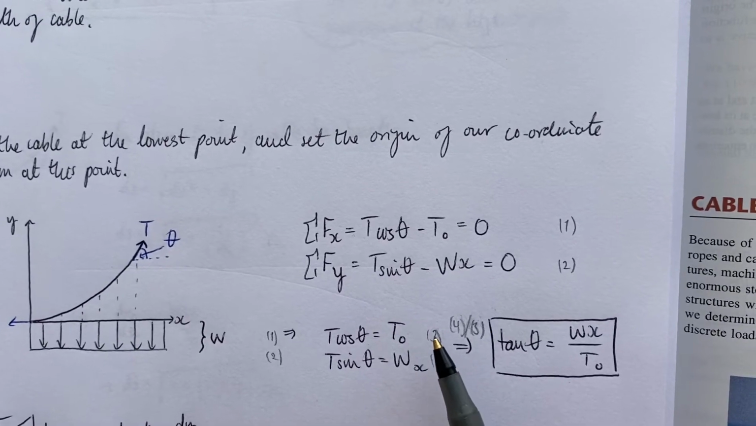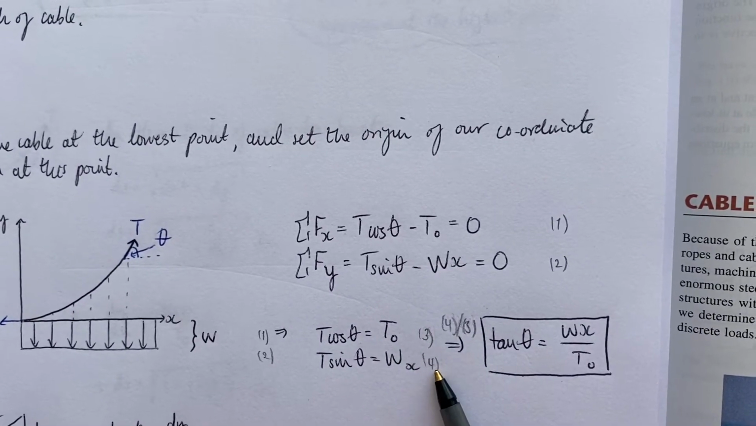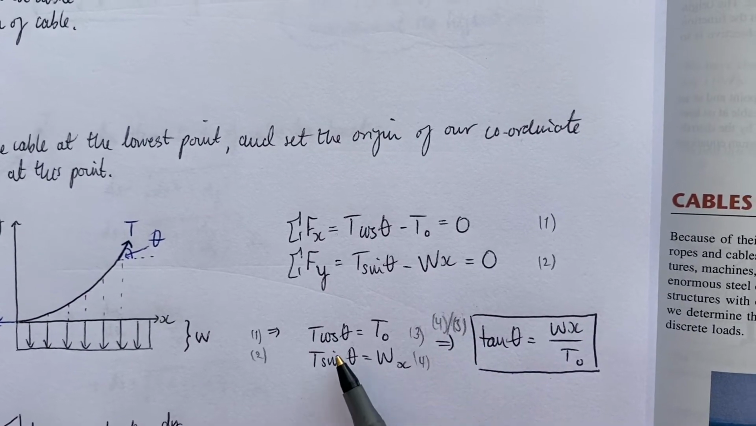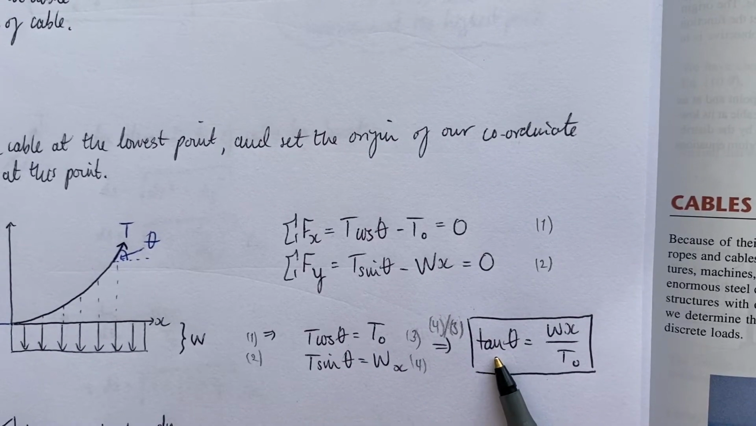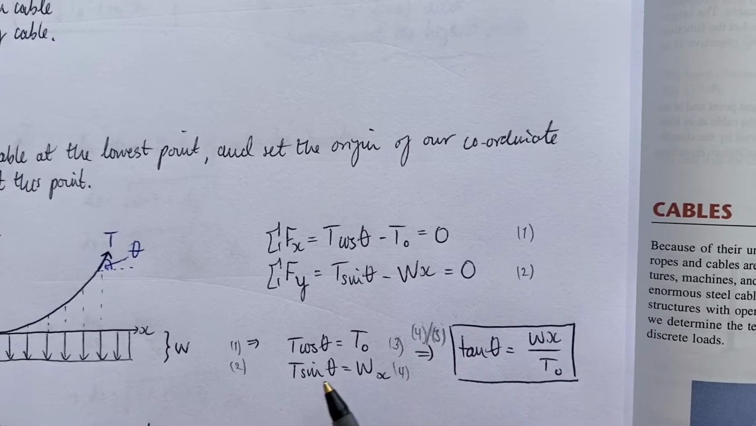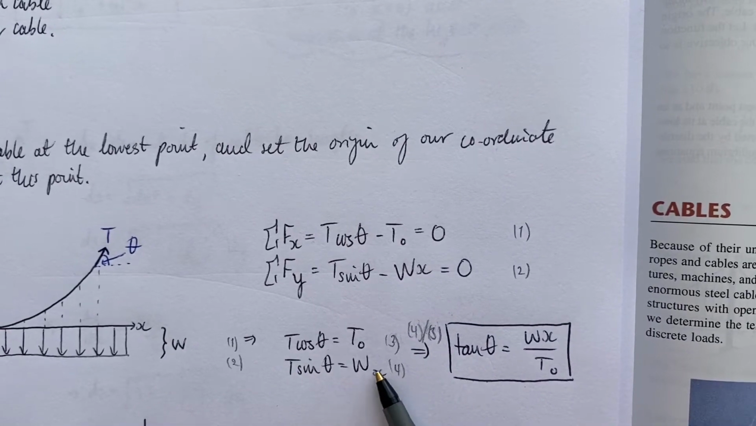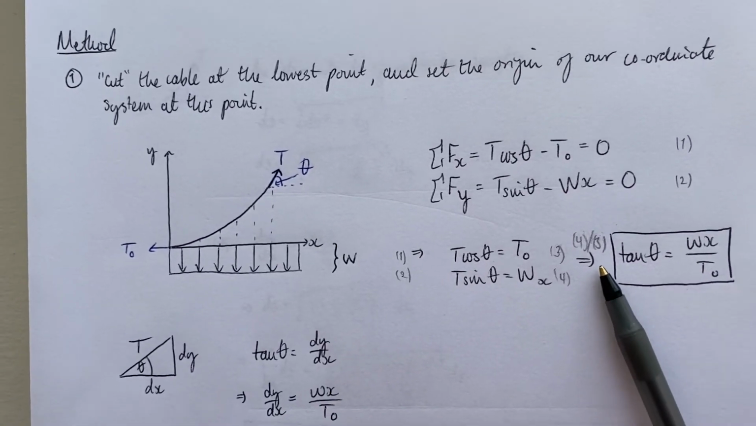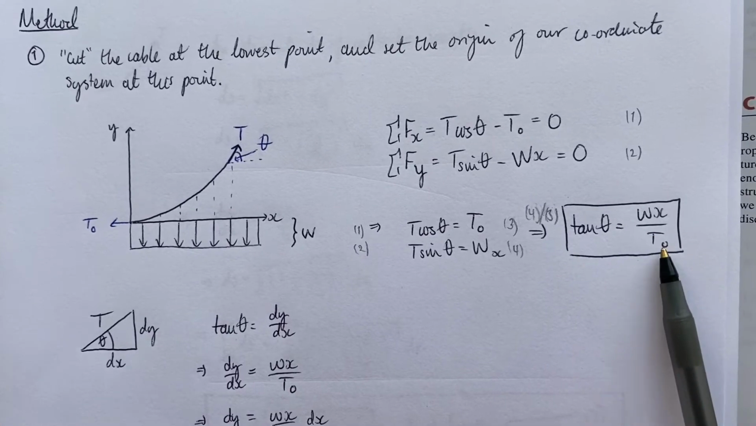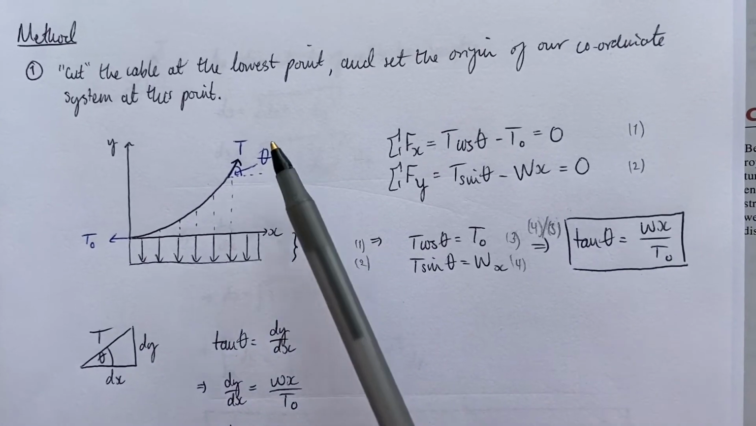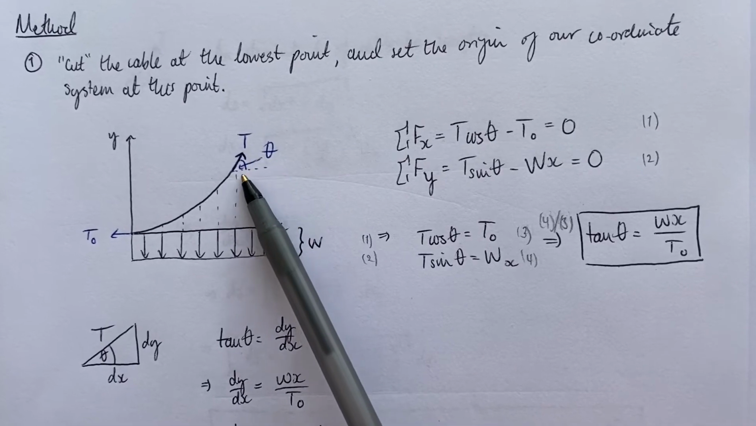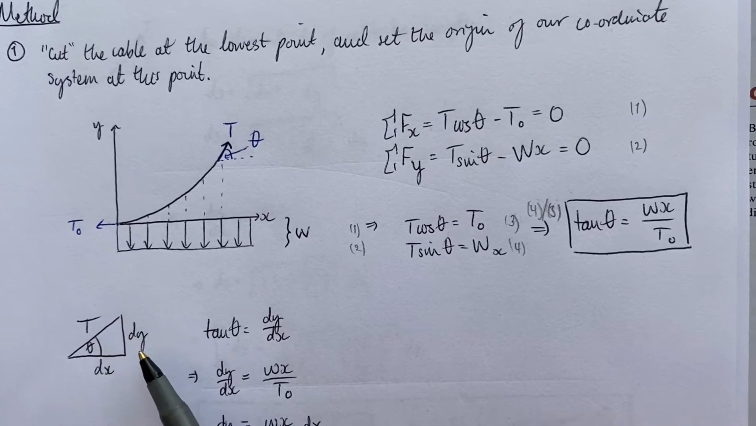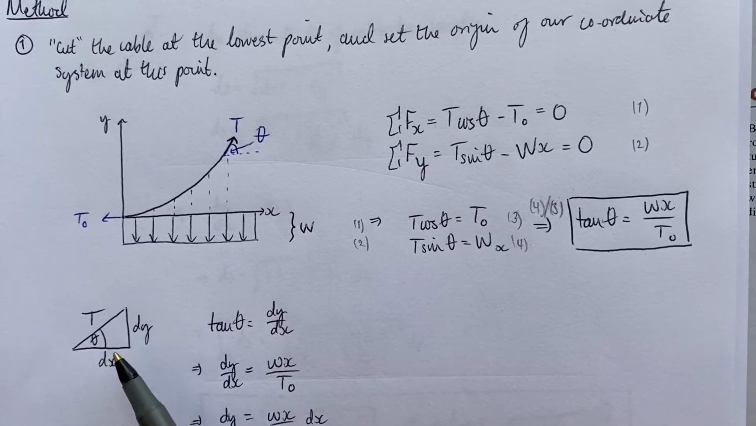And then I've called these two equations 3 and 4. So what happens is if I take equation 4, divide it by equation 3, I get sine over cos, which is tangent. The t's cancel, and then I just get wx over t0 on the right hand side. So what that does is gives me an equation which I can apply to this little triangle in here, where t gives me the hypotenuse, and then I'm calling the change in x and change in y dx and dy respectively.